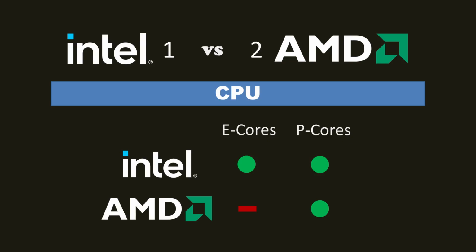AMD will do without E-cores for the time being, or rather, they don't need them. It is unclear whether Intel will let the E-cores disappear again. Perhaps when they come up with the next lithography series. Until then, Intel needs the E-cores to compensate for the performance deficit.